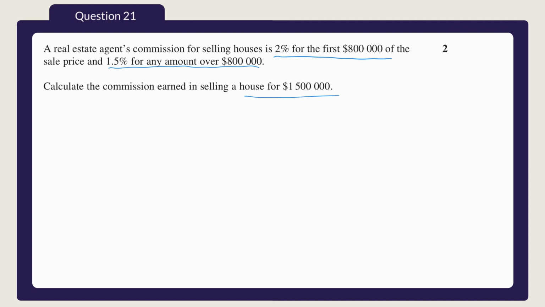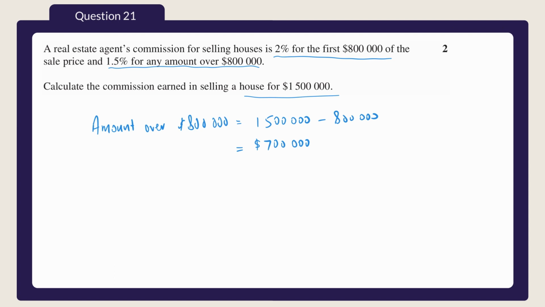So first of all, what I'm going to calculate is the amount over $800,000. And to do that, I'm going to go 1,500,000 minus $800,000, and that's going to equal 700,000. So the amount of sales over $800,000 is $700,000.